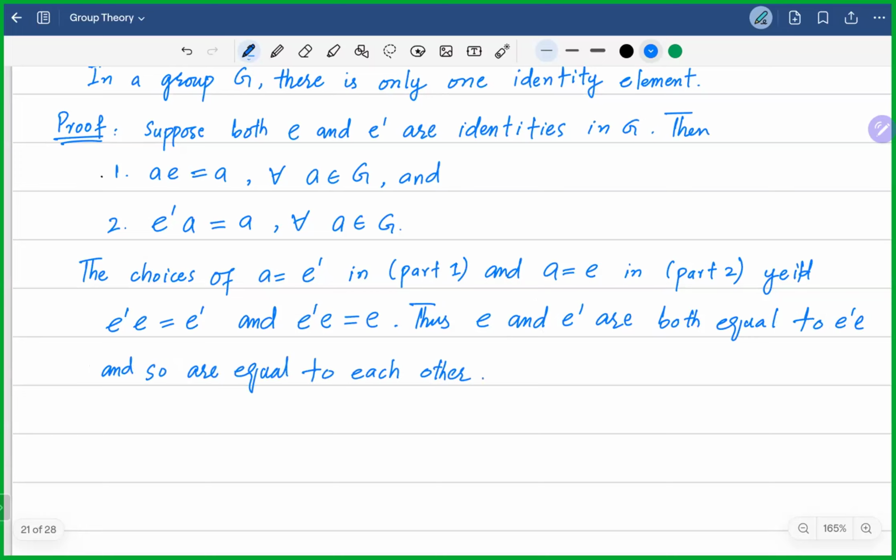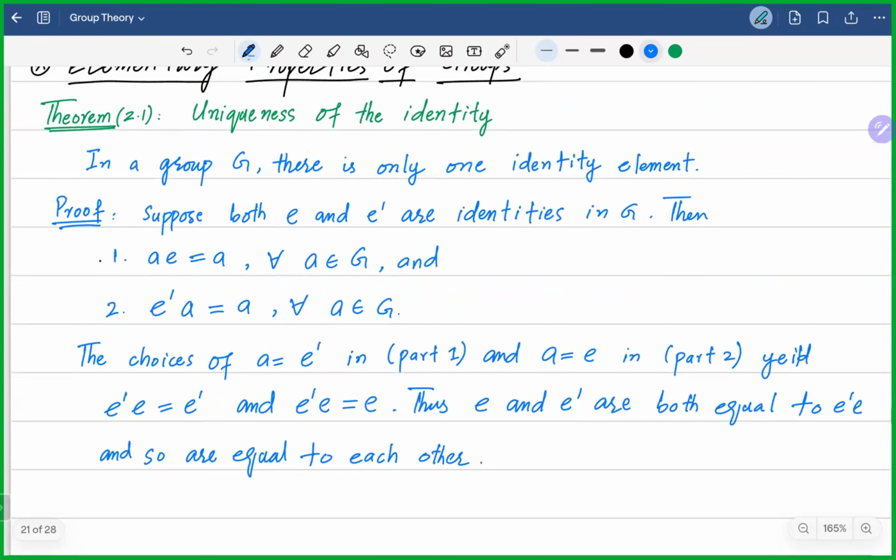Because this can't be true for any other element rather than an identity itself. This is the proof. Okay, perfect. Now, because of this theorem, we may unambiguously speak of the identity of a group and denote it by E. By the way, we denote the identity by E because the German word for identity is Einheit.